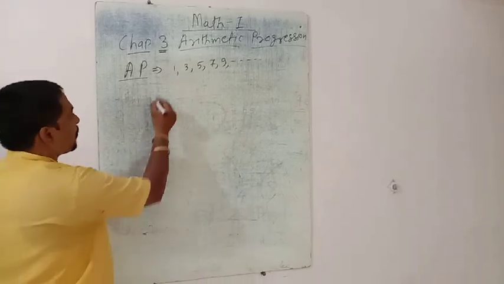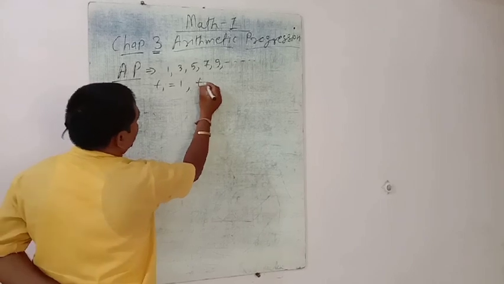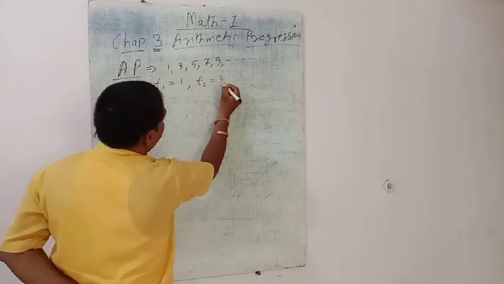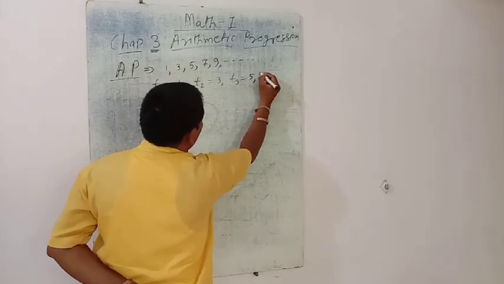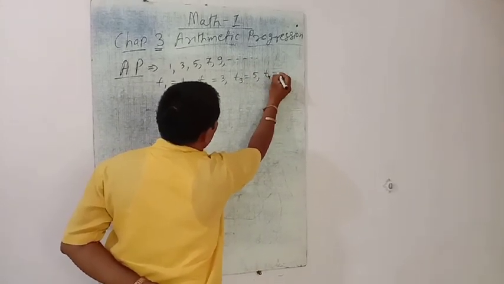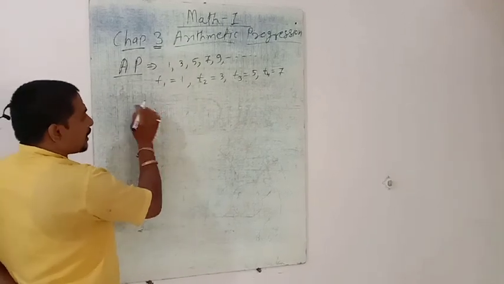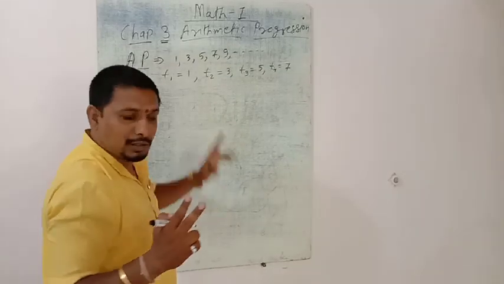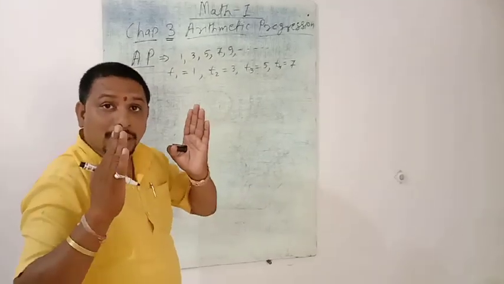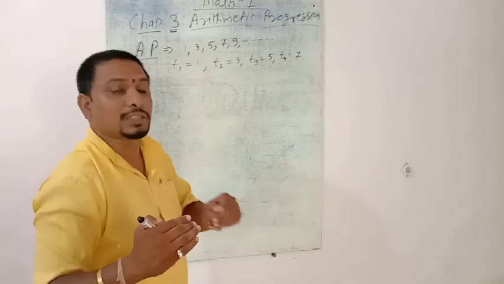The first term is T1, meaning 1. The second term is T2, meaning 3. The third term is T3, meaning 5. And the fourth term is T4, equal to 7. So what will be the definition for arithmetic progression?